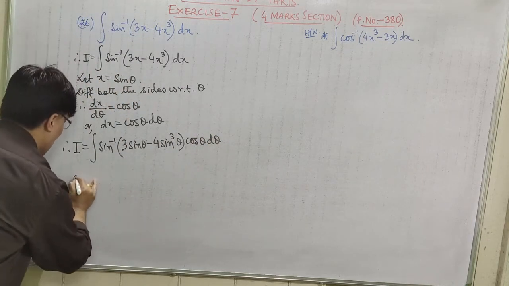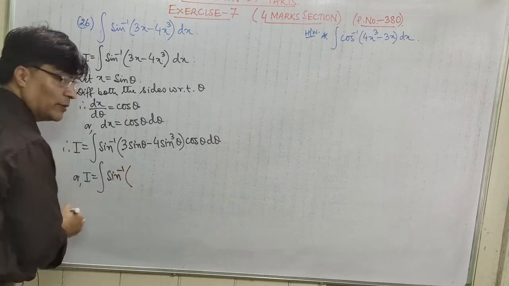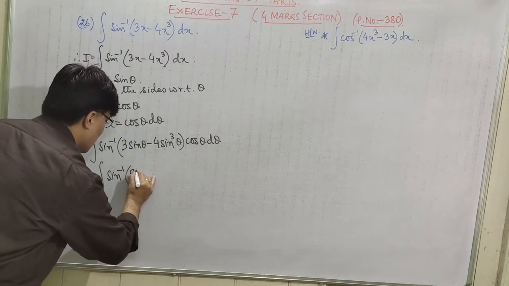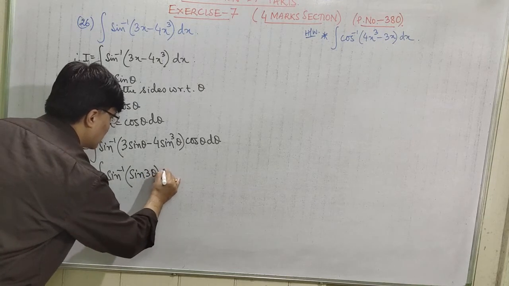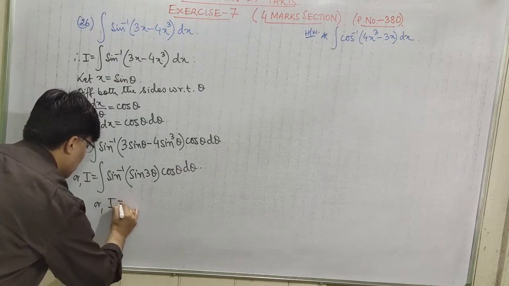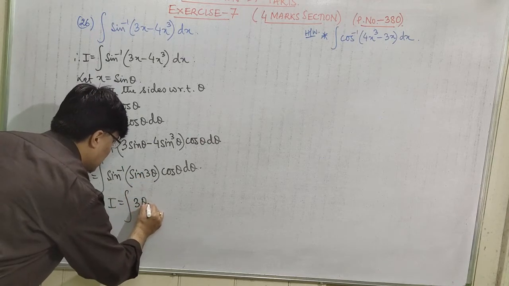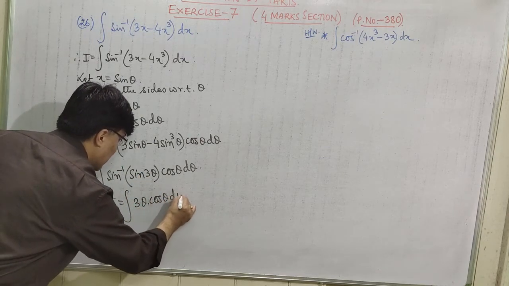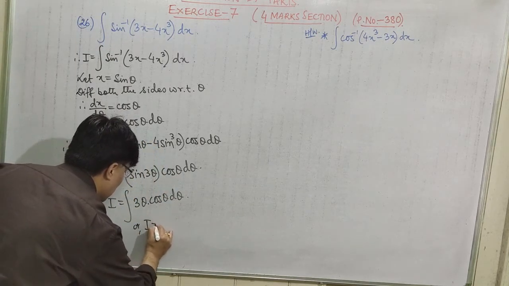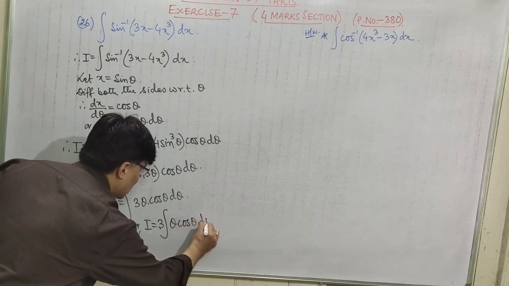Is that clear? Or I is equal to, now this is integration of sine inverse within bracket. What is the formula here? What is the formula for 3 sine theta minus 4 sine cube theta? It is sine 3 theta bracket closed, then cos theta d theta, or I is equal to integration of, what is sine inverse sine 3 theta? It is 3 theta into cos theta d theta. Is that clear? Since here 3 is constant, you can take it outside. I is equal to 3 integration of theta cos theta d theta.